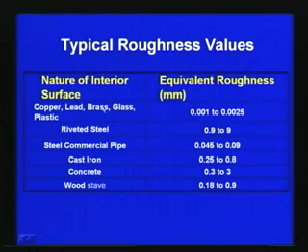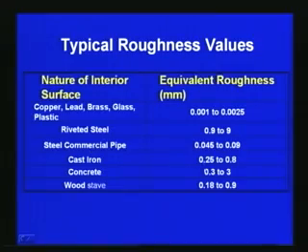Typical roughness values are given, for example, for copper, lead, brass, glass, plastic. For pipes made of these materials the roughness height varies from 0.001 to 0.0025. If the pipe is made of riveted steel, it goes to a large value like 0.9 to 9, and for commercial steel pipes the equivalent roughness varies from 0.045 to 0.09. If cast iron pipes are considered, then the equivalent roughness height varies from 0.25 to 0.8 millimeter.